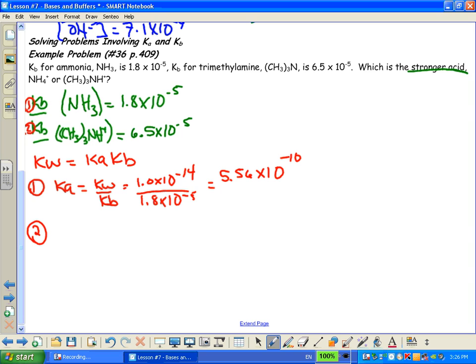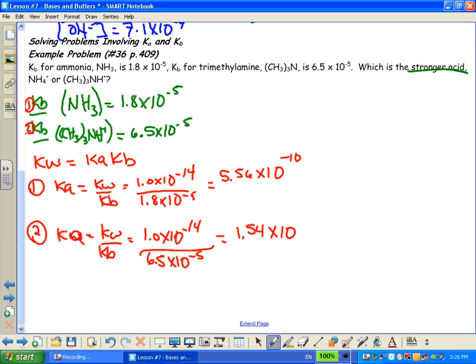We'll do the same for the second question. Sorry, this should be Ka. It is still equal to Kw divided by Kb. Kw is 1.0 times 10 to the negative 14, and our Kb in this case is 6.5 times 10 to the negative 5. If you put that into your calculator, you end up with 1.54 times 10 to the negative 10.